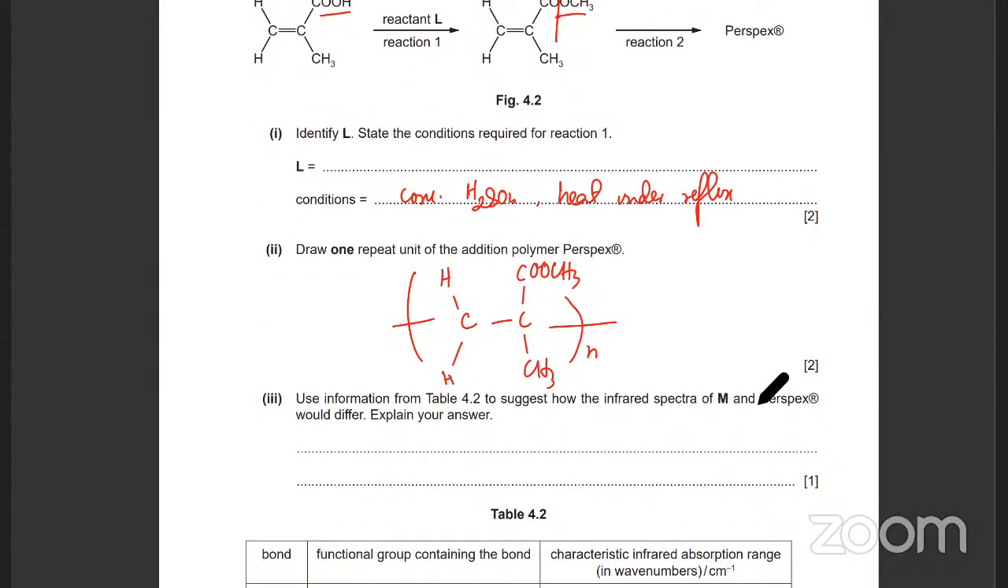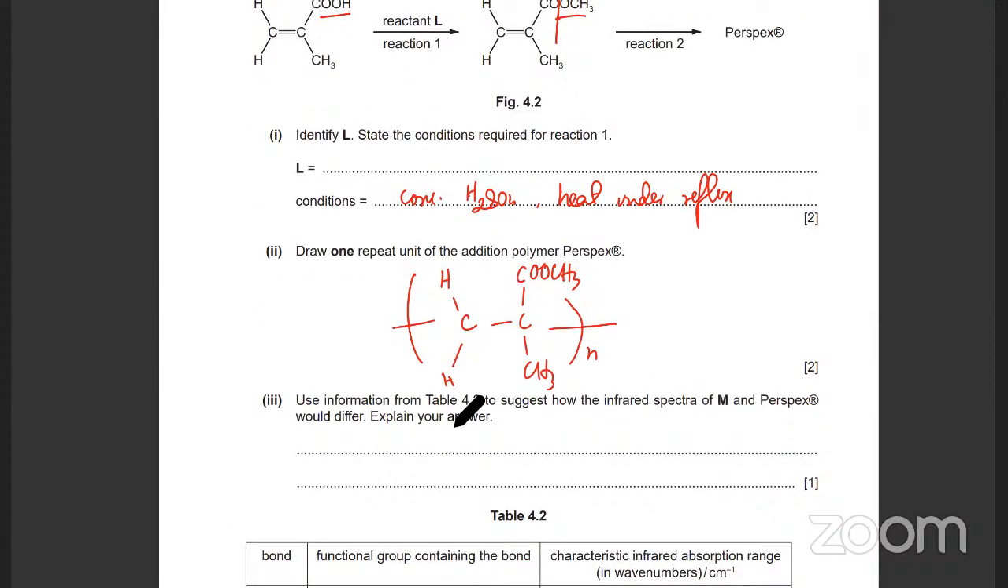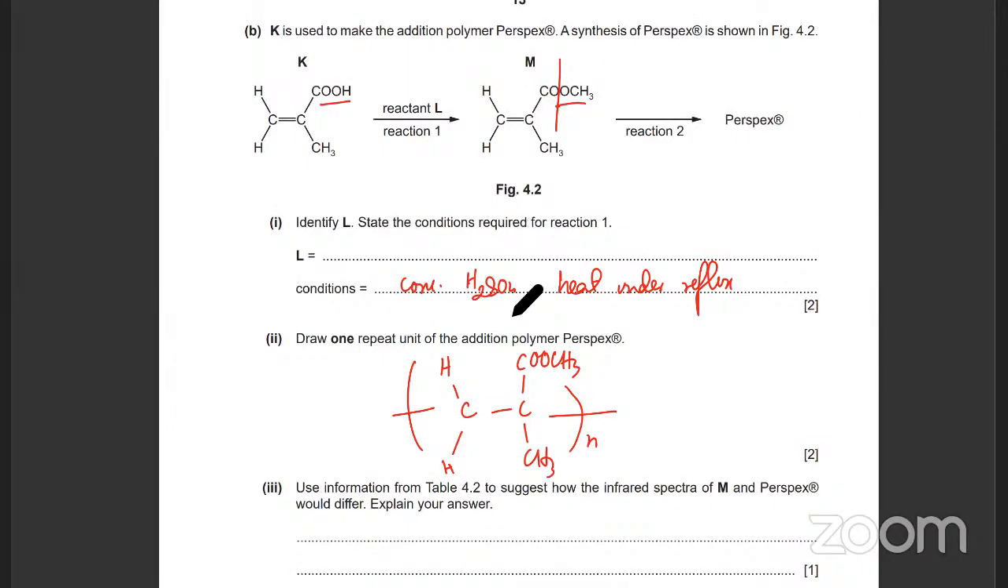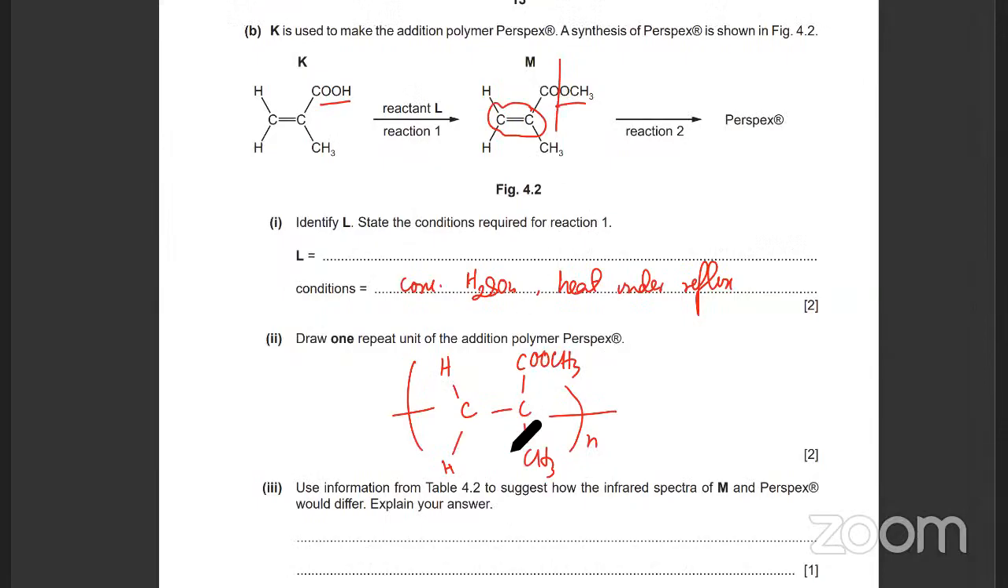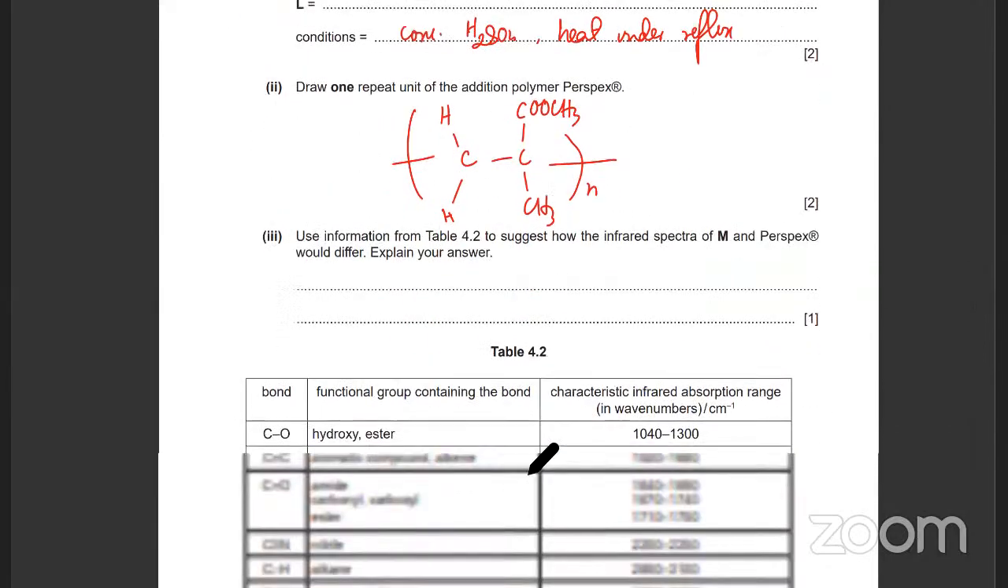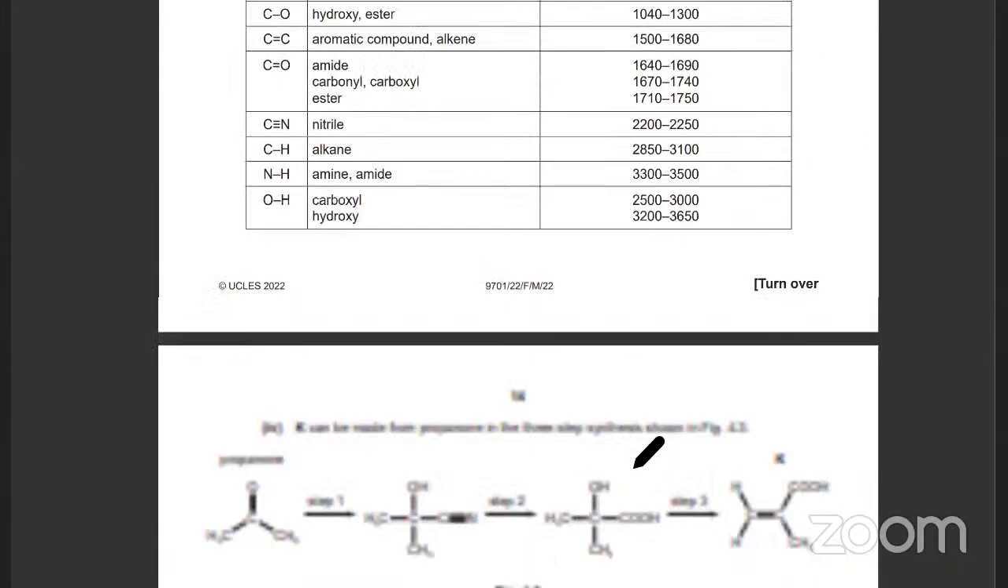Use the information to suggest how the infrared spectra of M and Perspex would differ. So M and this, what is the only difference between them? The carbon double bond. It's just the double bond, right? That's the only difference. Otherwise, every other bond is the same. So you just look at the data booklet and have a look at the double bond. So this absorption will not be there. 1500 to 1680, the one with the alkene double bond. That is the 1580, 1600. That is no longer going to be there. They actually gave you a table next to it.